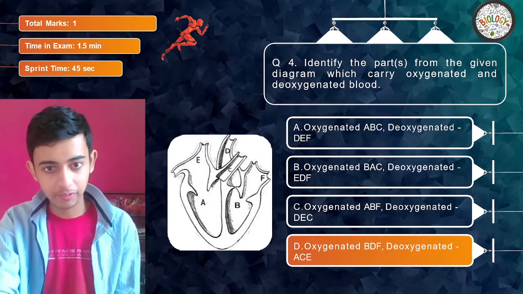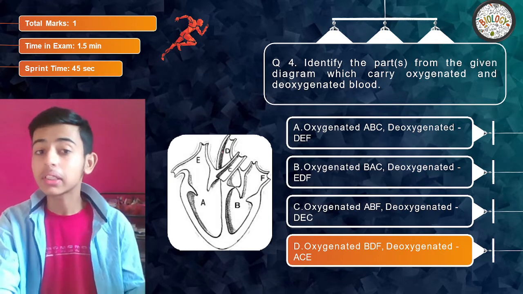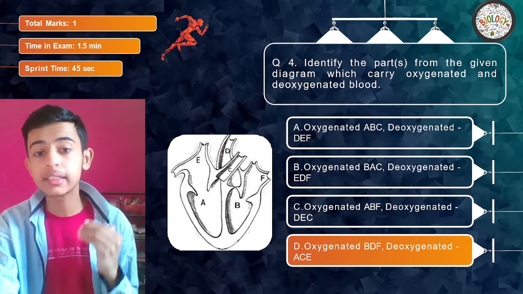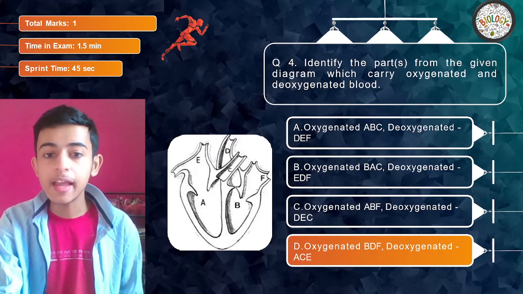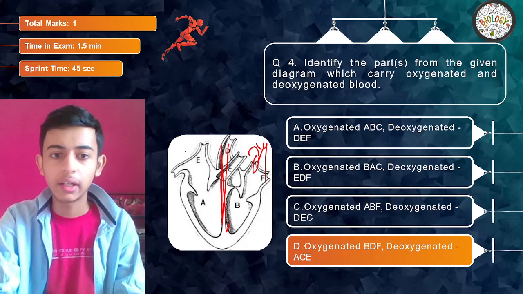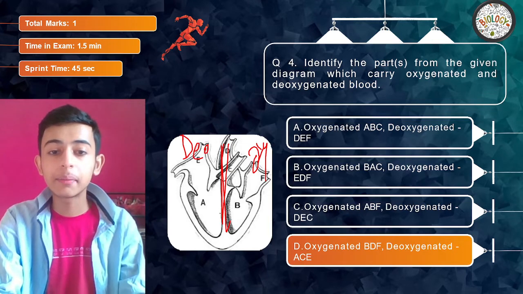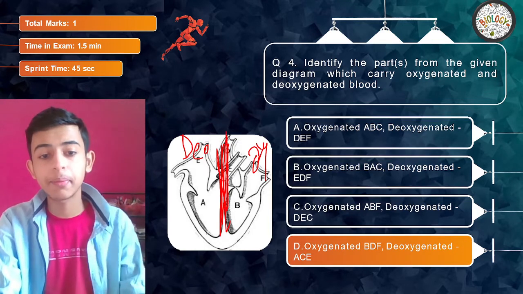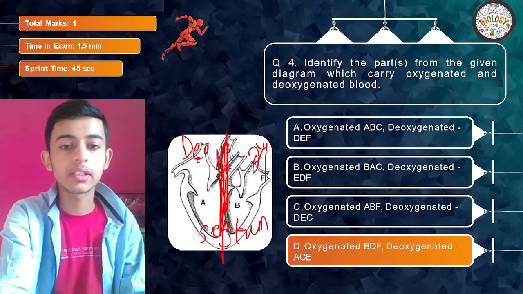B is what? Left ventricle. D is pulmonary vein, which carries oxygenated blood from the lungs towards the heart in the left atrium, right? Then F is left atrium. So left portion is oxygenated. Right portion is deoxygenated. Remember that. And the thing, the muscular organ which is separating is septum. That is known as septum.